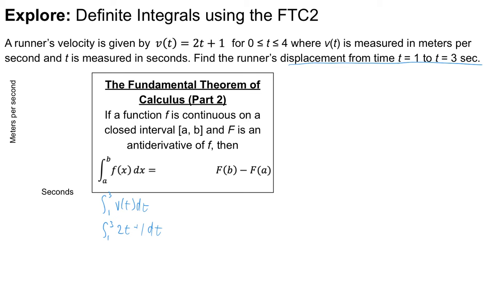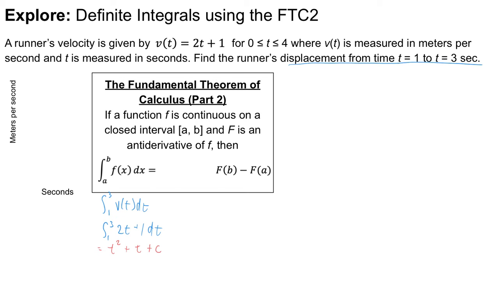Okay, so let's find the antiderivative function. For 2t plus 1, the antiderivative of 2t is t squared, and the antiderivative of plus 1 is just plus t. And then as always, we don't want to forget the plus c. So I just found my antiderivative function, right? And then what do I need to do? I need to plug in b and a, which is 3 and 1, and then subtract the difference. So how we notate that is we do something like this.